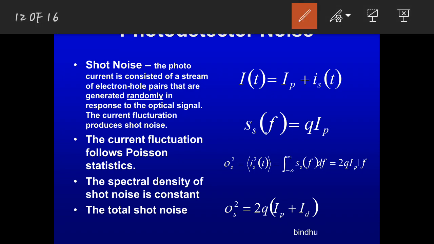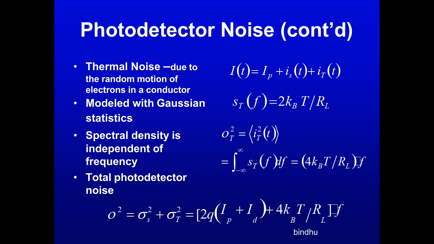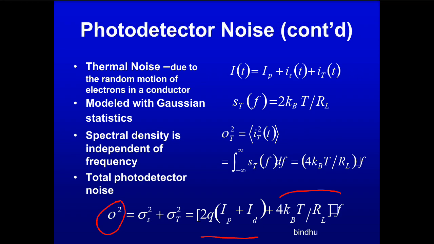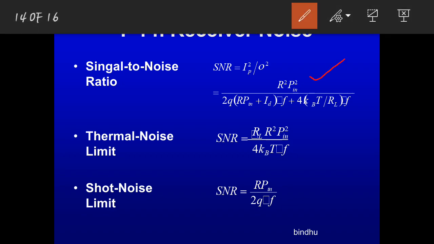One is due to shot noise, and the other is due to thermal noise, and together they give the total noise occurring in your system. Now we need to find the signal to noise ratio: signal power divided by noise power, which is taken from the previous slide. And therefore this is the output.